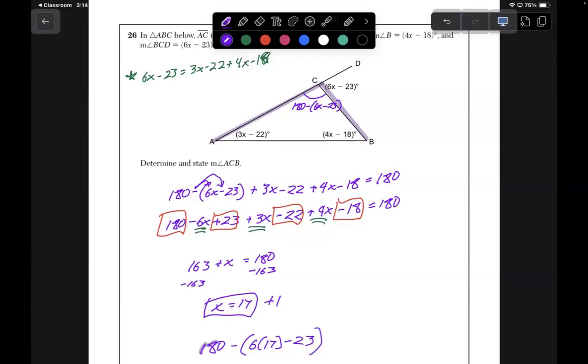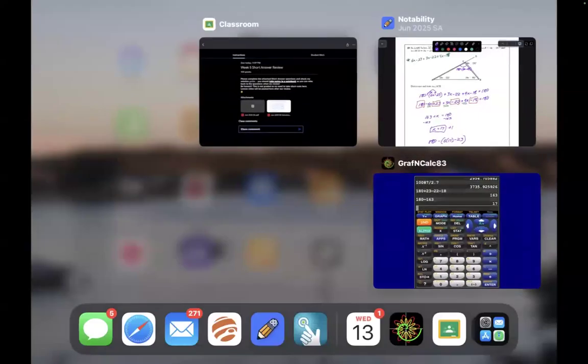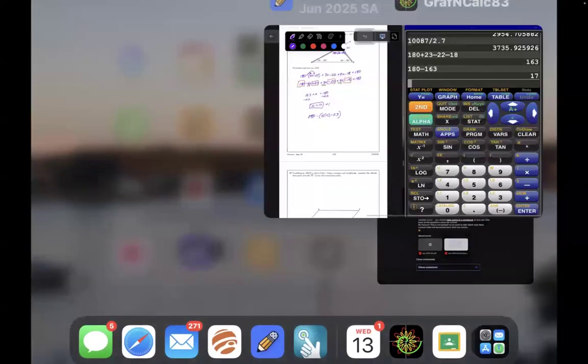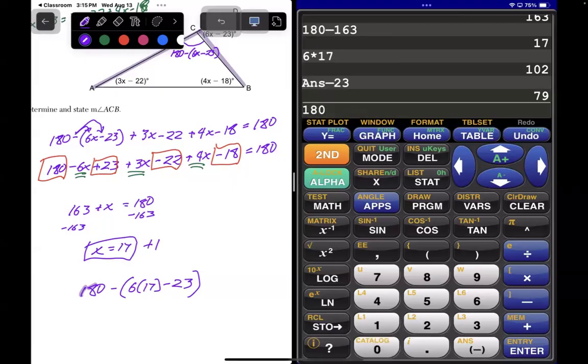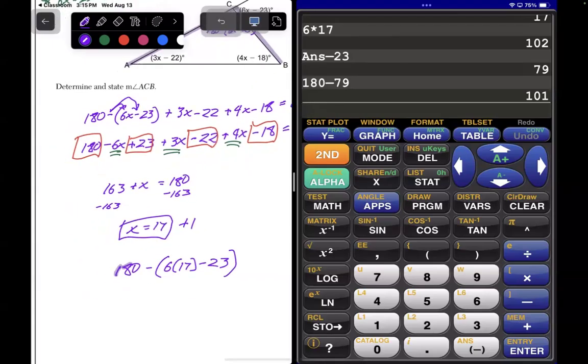right? So what is 6 times 17? Let's bring that calculator back. So 6 times 17, that is 102, minus 23, 79, and I'm going to subtract that from 180. So 180 minus 79 is 101. So the measure of angle ACB equals 101.